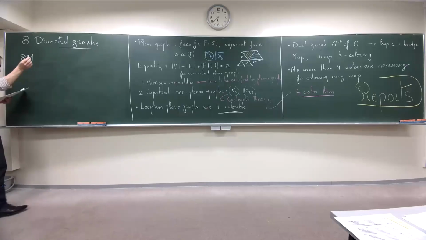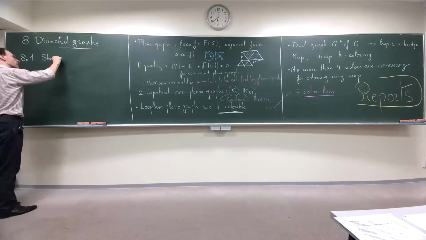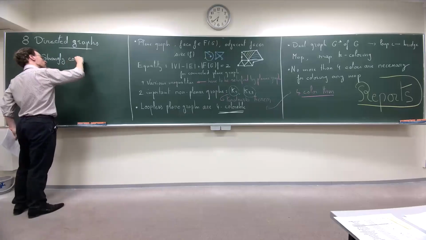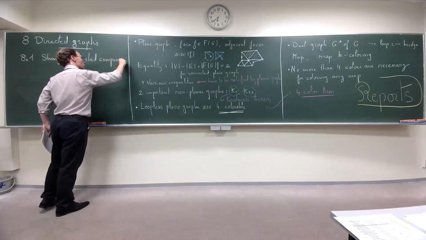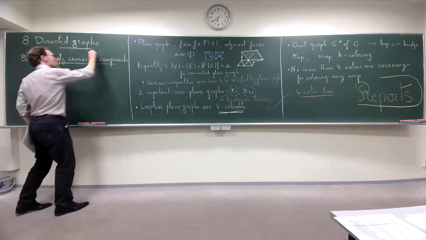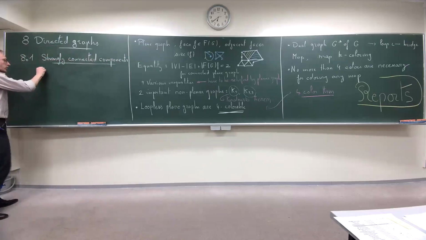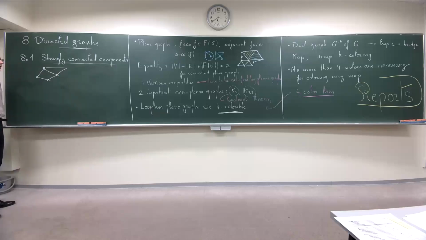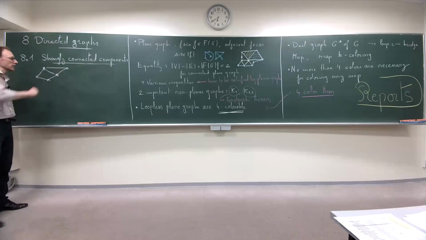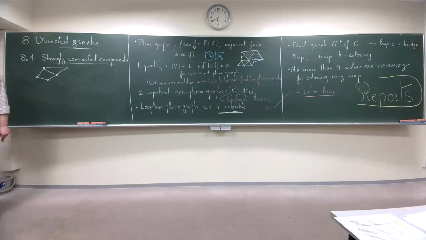And 8.1 is about strongly connected components. You probably remember the notion of connected: a graph is connected if, when you forget the orientation, you can go from one vertex to another one arbitrarily. I mean, you choose 2 vertices and you go from one to the other one. This is the notion of connected. Connected, you forget the orientation.